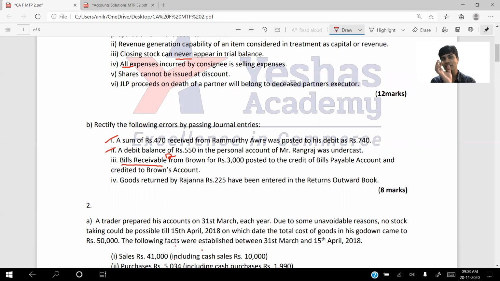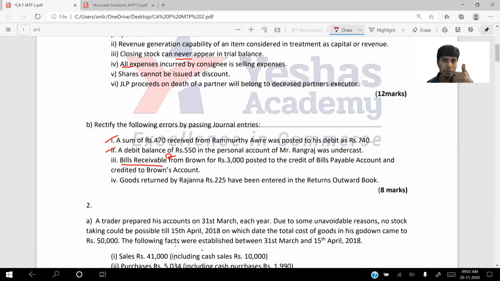So my journal entry will be bills receivable account debit, bills payable account debit to what? You have to read further to check if it is two-sided. Let's read further: and credited to Brown's account. Brown's account they've correctly credited. The correct entry is bills receivable to Brown account. So in the Brown account they've correctly recorded, so there is no error. So it will be suspense. If they hadn't given that, we might have considered crediting Brown.